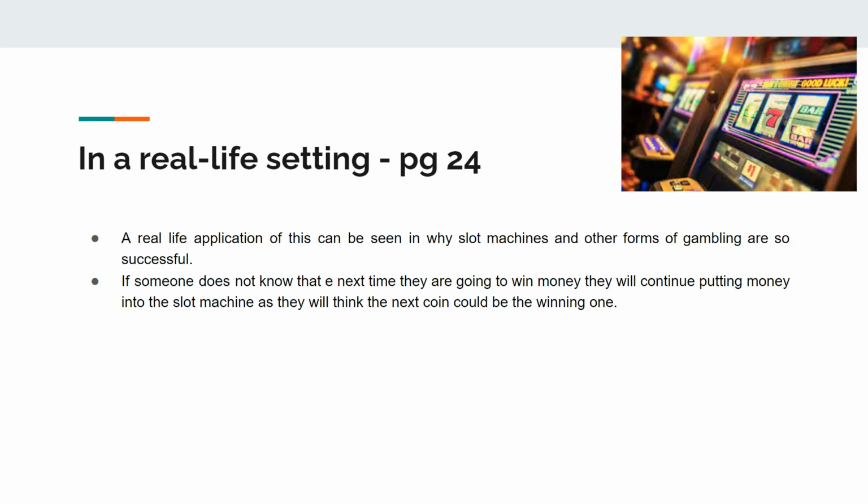Page 24. A real life application. This is quite a useful one, I think, just to look at, to see it in a true illustration, really. So slot machines and other forms of gambling. If someone doesn't know the next time they're going to win money, they're going to continue putting money into the slot machine, as they'll think maybe the next coin could be the winning one.